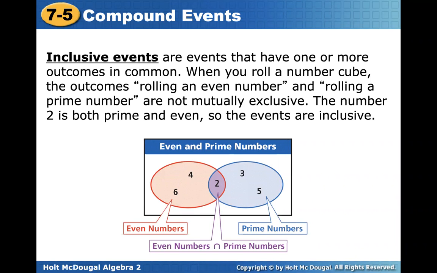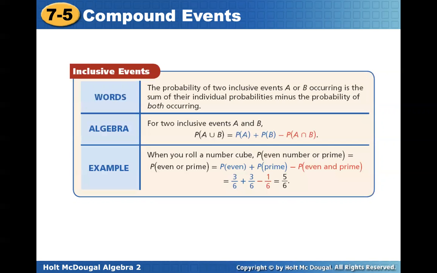So if we have overlap like this for inclusive events, we'll have a probability formula that looks like this. Probability of A union B, you could replace that with the word or if you want to, equals the probability of A plus the probability of B minus the probability of A intersect B, right? This notation, and I have it on the board here, really means the word and. So going back to the volleyball and basketball example, those would be the people that are on both teams, okay?